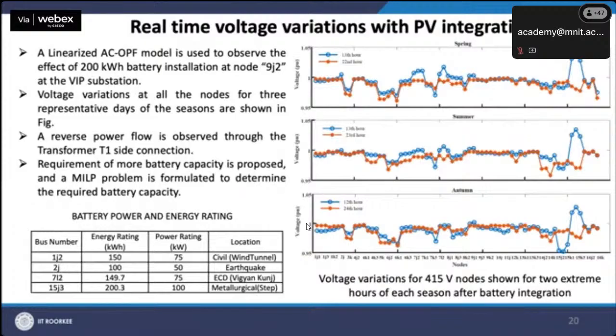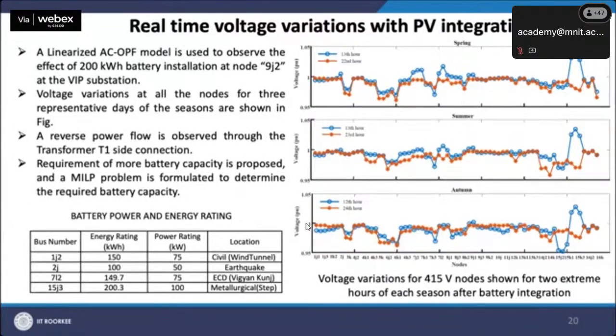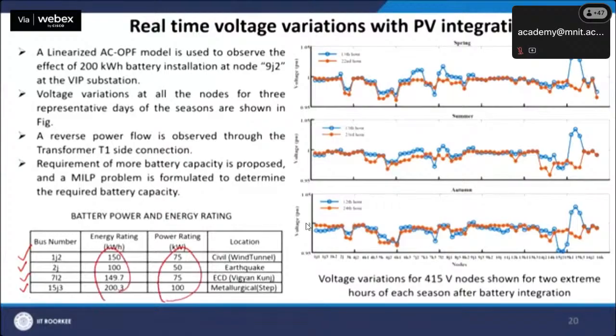YALMIP MATLAB interface, and the obtained locations and sizes of the battery energy storage system are shown in the table with the names of the substation at IIT Roorkee. So, these are the locations you can see from our network, and these codes are basically the bus numbers, and you can see the energy rating and power rating, and these are the physical locations of the system. To some extent you can have priority of 1 to n locations, but depending upon your budget and requirement you can choose the best few locations suitable for your installation.